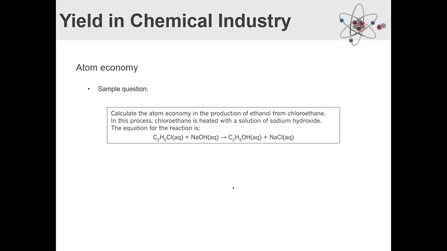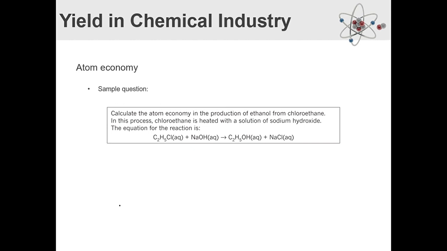Calculate the atom economy in the production of ethanol from chloroethane. In this process, chloroethane is heated with a solution of sodium hydroxide. The equation for the reaction is this. C2H5Cl plus NaOH gives us C2H5OH plus NaCl. Now, here is me trying to very, very clumsily draw this with my finger on the thing.